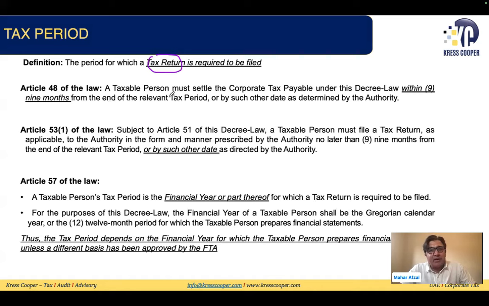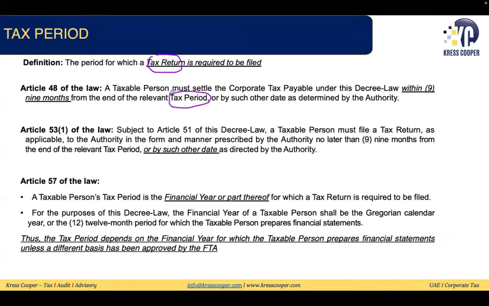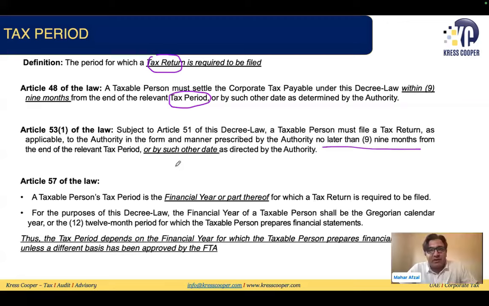Nine months from the end of the relevant tax period, but we need to know what the relevant tax period is. The return needs to be submitted within 9 months from the end of the relevant tax period, and we need to make the payment within 9 months as well. Article 53 says the taxable person must file a tax return as applicable to the authority, in the form and manner prescribed by the authority, no later than 9 months from the end of the relevant tax period or any other such date as directed by the authority.